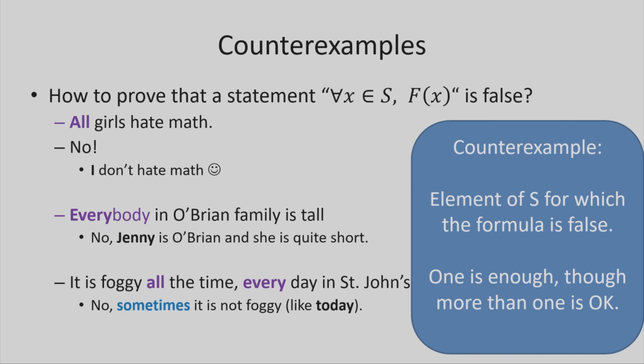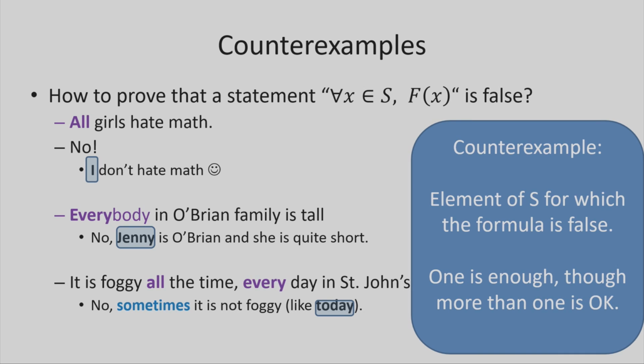Or say somebody says, everybody in O'Brien's family is tall. And it's enough for you to say, well, Jenny is short and she is an O'Brien. You found a counterexample, and that's Jenny. Another one which feels like it's true: it's foggy all the time, every day in St. John's. Well, sometimes it's not foggy. Like today is just snowing. So here are our counterexamples. For the first one, I am the counterexample. For the second one, Jenny is. And for the third one, it's today.